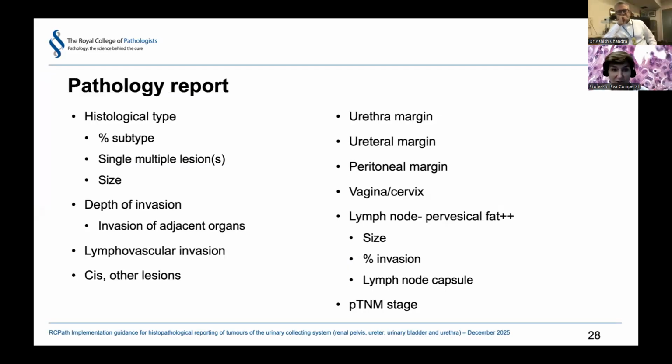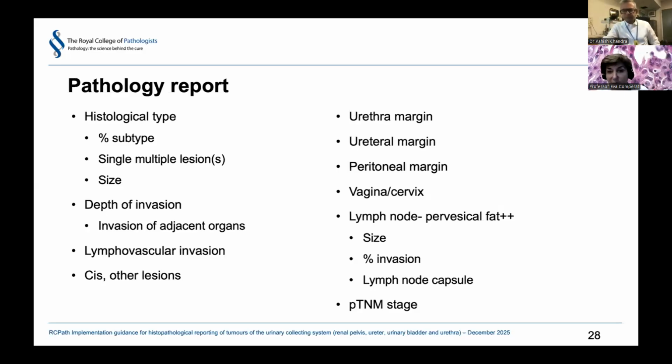So if you have a pathology report, of course, you have to put in the histological type, the subtype, what percentage of a subtype exists, whether it's a single or a multiple lesion, the size, if it is possible, the depth of invasion, especially also if there's an invasion of other organs, lymphovascular invasion, carcinoma in situ, of course, and then the margins, the ureteric margin, but also the urethral margin, and the peritoneal margin, because we know that people who have positive peritoneal margins do less well than the others. Vagina, cervix, whether the tumor is very close, normally I mention at least if the tumor is really very close, or of course invading especially the vagina or the cervix.